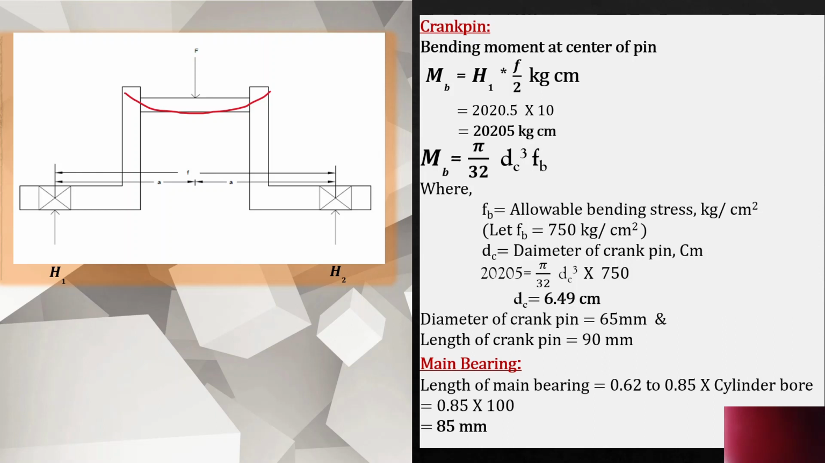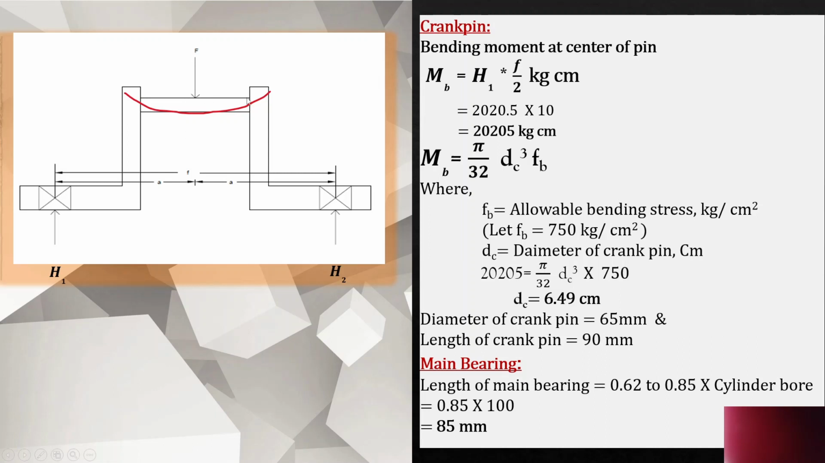Now let's find out the diameter of crankpin. Due to this maximum force, crankpin is subjected to bending. So bending moment acting on the crankpin will be reaction force H1 into perpendicular distance. The perpendicular distance is f by 2, that means small a. So bending moment will be H1 into f by 2. Substituting values, it is 2020.5 into small a, which is 10 centimeter. So it is coming 20205 kg centimeter.